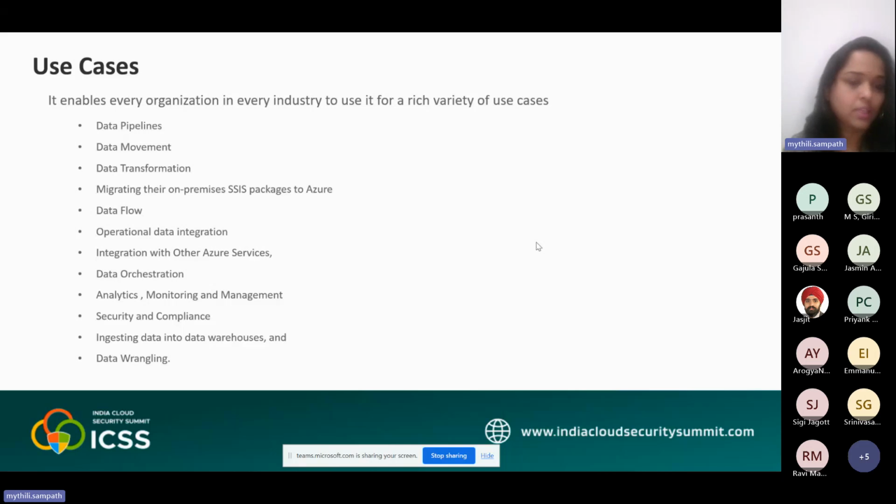And analytics easily, like Microsoft Fabric is going to have this analytics, right? You can easily get the gist of what's going on in the product. Monitoring and management, of course, Azure supports it. If you want to monitor and manage the services, you have inbuilt support. Security and compliance is what we are going to discuss in detail. And if you want to ingest the data into a data warehouse, and do data wrangling and data cleaning as well, we can do that. So if you have these kinds of scenarios, ADF is the best bet.